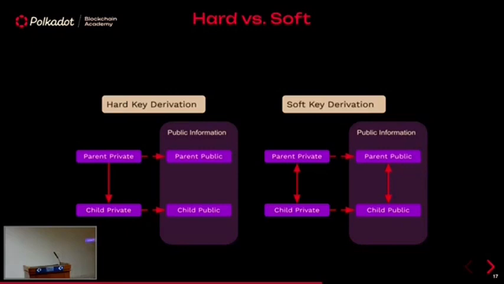A soft key derivation is where you can go from the parent private key to the child private key, but also from the parent public key to the child public key. So an outside observer could look in and say, this child public key belongs to this parent public key according to this relationship. The problem with that, and it's not an unusual problem, it's just something to be very aware of, is notice how this arrow is one way. You can only go from parent private to child private. This arrow goes both ways. If you lose your child private key, you also lose your parent private key. So you need to be careful if you're doing that.